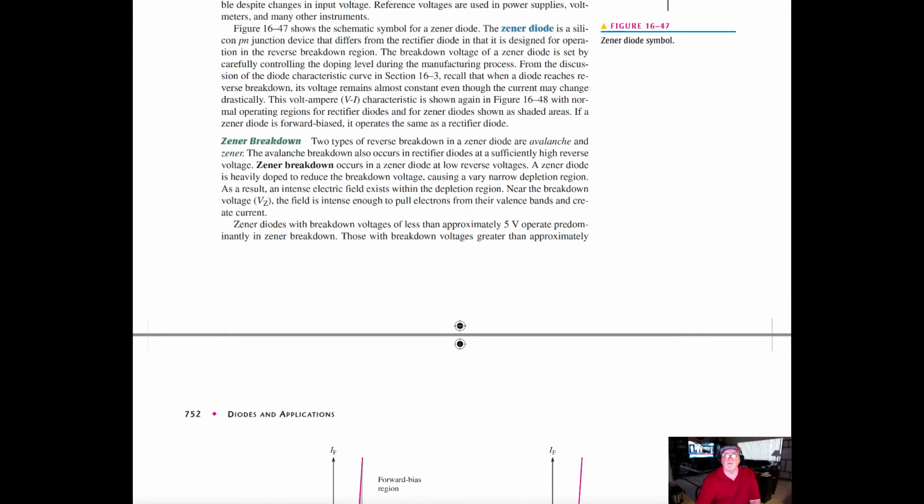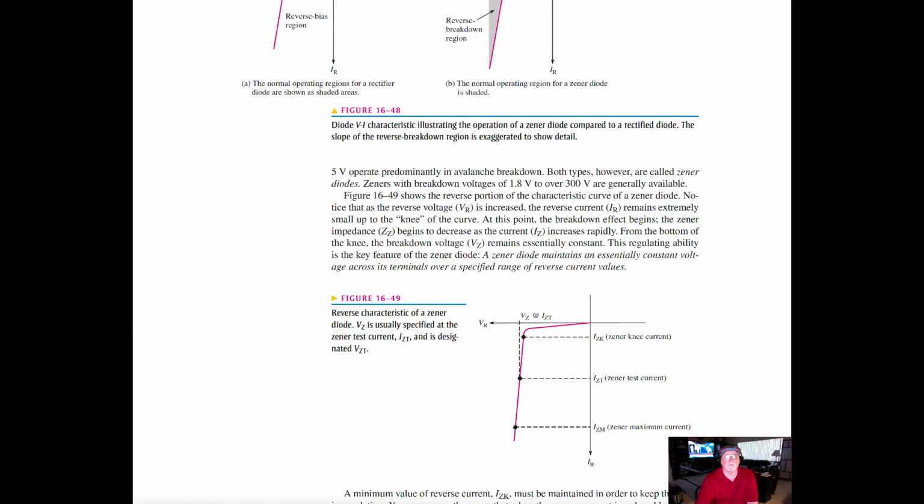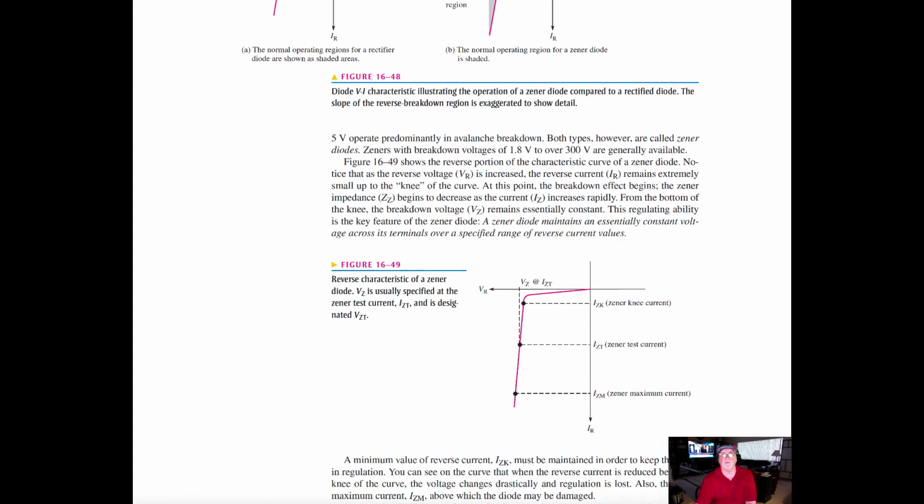Zener diodes with breakdown voltages of less than 5 volts operate predominantly in Zener breakdown. Those with breakdown voltages greater than approximately 5 volts operate predominantly in avalanche breakdown. Both types, however, are called Zener diodes. Zeners with breakdown voltages of 1.8 volts to 200 volts are generally available.